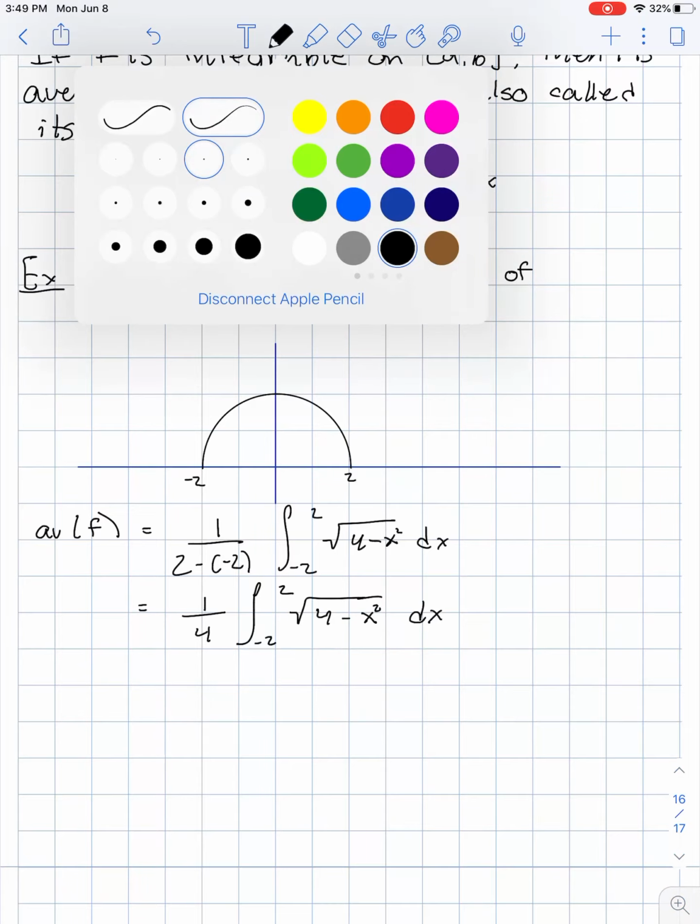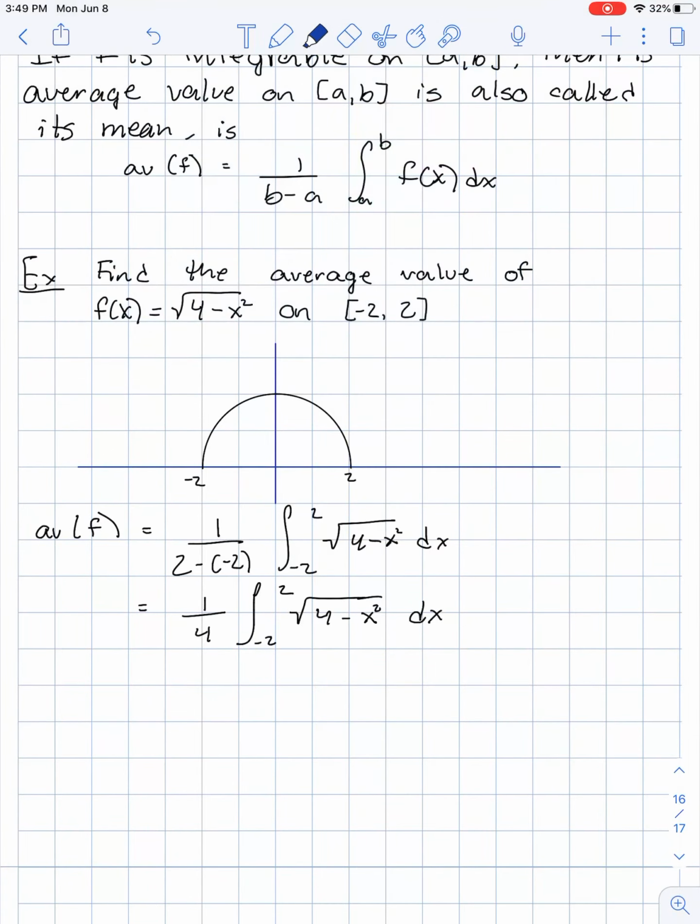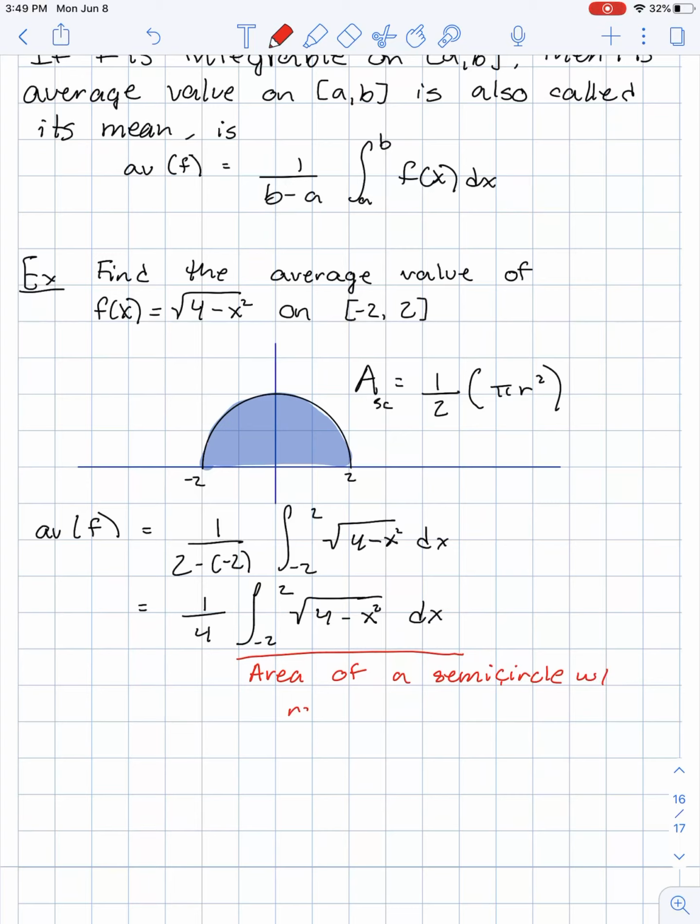But I can look at the drawing that I have been so graciously given. And, well, that area looks like the area of a semicircle. I know the area of a semicircle. That area is going to be 1/2 the area of a circle, which is pi r squared. Area of a semicircle, we'll call it SC. So this integral is going to be the area of a semicircle with radius of 2. From my center, we go here, that's 2.